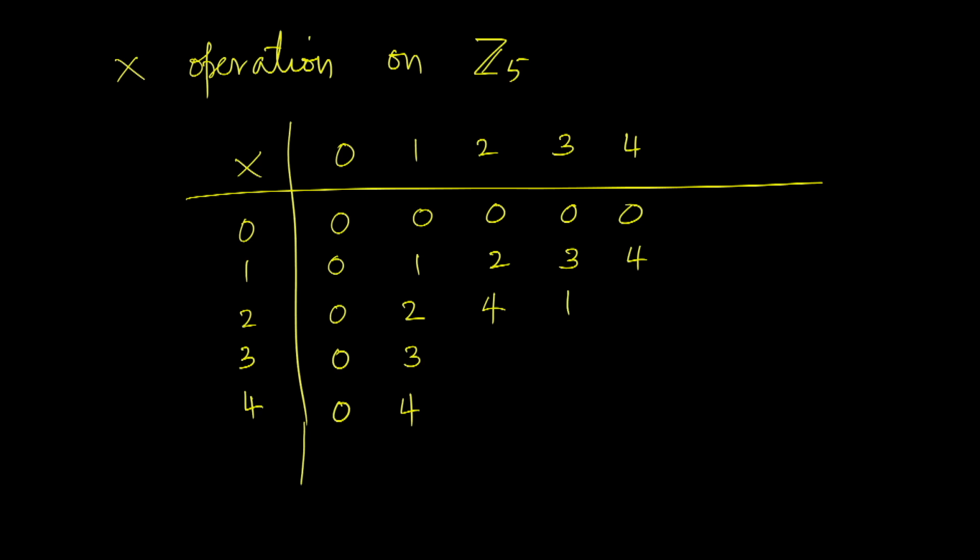So, we have 1 mod 5 here, 2 into 4 is 8, which is 3 mod 5. 3 into 2 is 6, which is 1 mod 5, 3 into 3 is 9, which is 4 mod 5, 3 into 4 is 12, which is 2 mod 5, 4 into 2 is 8, which is 3 mod 5, 4 into 3 is 12, which is 2 mod 5, 4 into 4 is 16, which is 1 mod 5. So, this is the multiplication table on Z5.